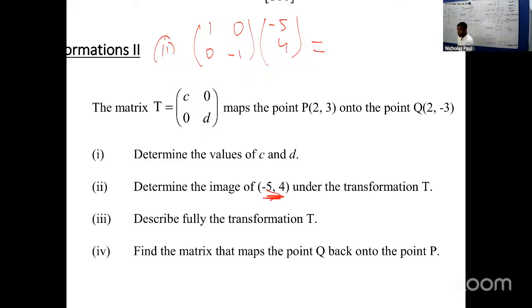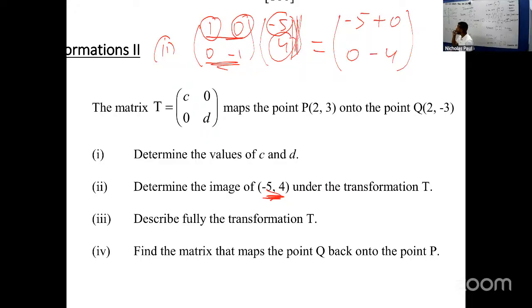So you're multiplying row by column. 1 by -5, that's -5. 0 by 4, that's 0. Row by column again: 0, -4. So my final answer is (-5, -4). Everybody okay with that?